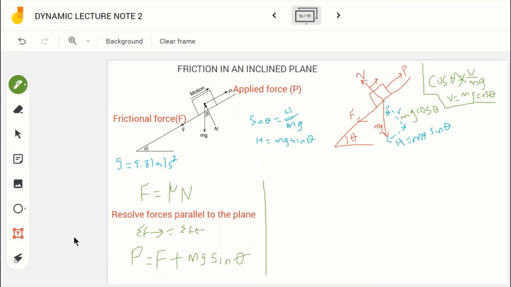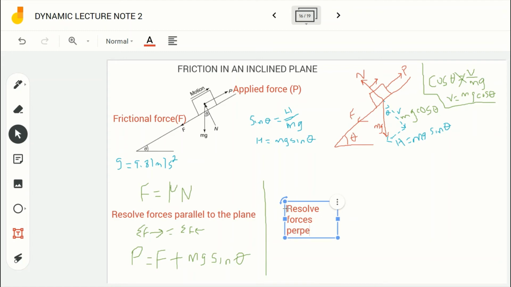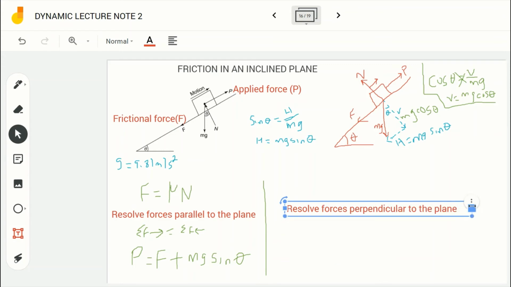Now, the next thing we do again is to resolve forces that are perpendicular to the plane. Step 2, we resolve forces perpendicular to the plane. As you can see on your screen, forces N and V are perpendicular to the plane. So we have to find a formula for this. Force N and V are perpendicular to the plane.